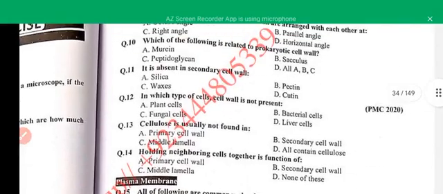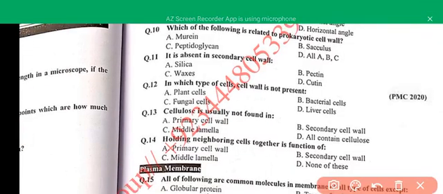Then we are going to discuss question number 12. In which type of cells is the cell wall not present? Plant cells have it, fungal cells have it, bacterial cells have it, but the liver cell is an animal cell, where the cell wall is not present. So the answer is liver cells. It is also from PMC 2020 MDCAT.